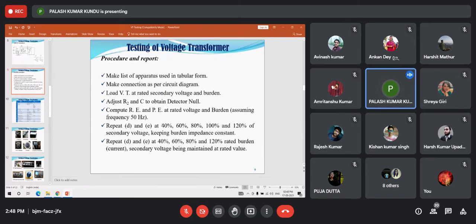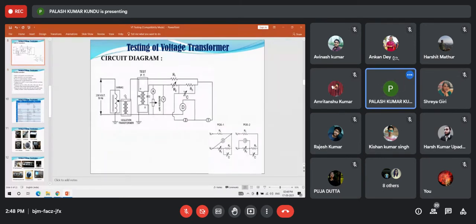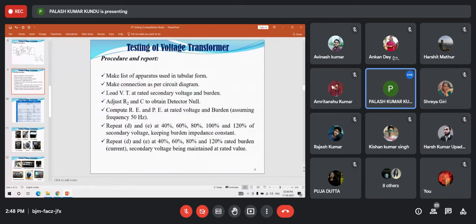That's why we have to vary the variac. If we vary the primary voltage, then the secondary voltage will vary with respect to the rated condition, that is 40%, 60%, 80%, 100%, and 120% of the voltage. The same procedure should be followed, and we have to find the null condition of the circuit.